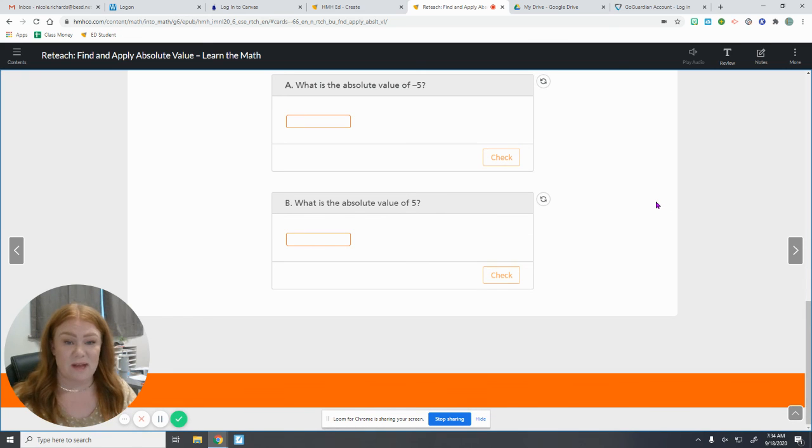So absolute value, whatever side of the number line it's on, count to zero in a positive way, and that is your answer. So go ahead and finish up this one and mark that I'm done button, and then finish up the do the math and do your assignment for the day.